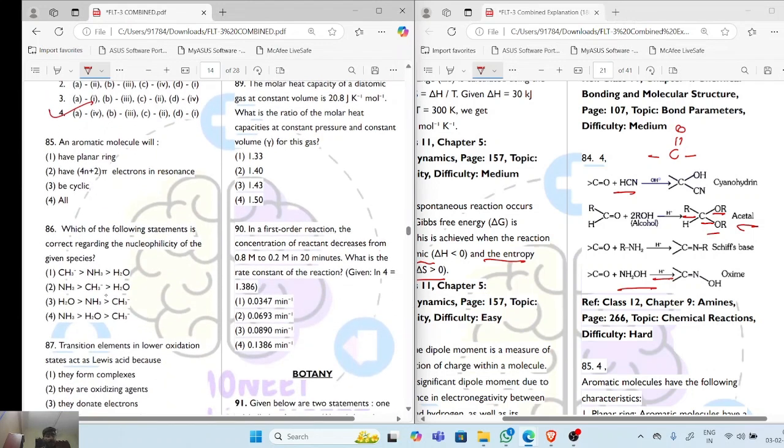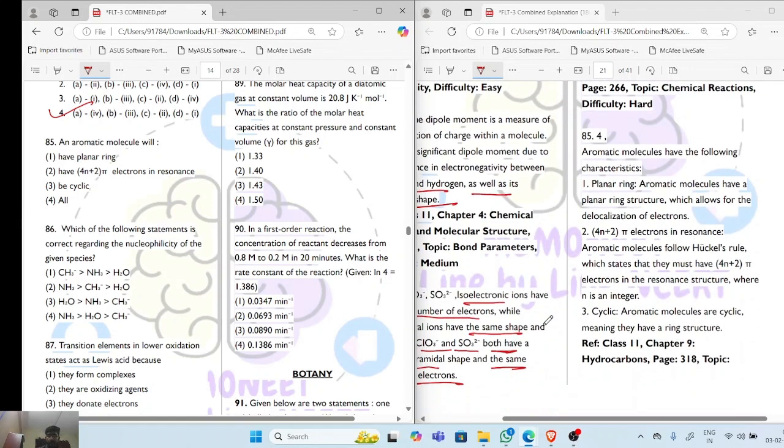Now comes to question number 85. An aromatic molecule will... So an aromatic molecule has the following characteristics. It has a planar ring. It follows the 4n plus 2 pi electron rule, also known as Huckel's rule, which states that it must have 4n plus 2 pi electrons in the resonance structure, where n is an integer, and it has to be cyclic, meaning closed cyclic. So option number 4, which means all of these are the necessary conditions.